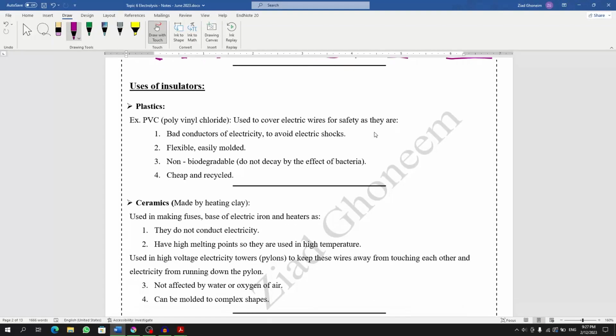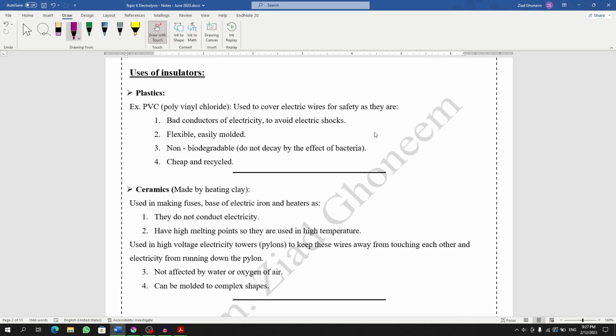The uses of insulators, we have two examples, plastics and ceramics. Plastics like PVC or polyvinyl chloride, which is an organic polymer. This is used to cover electric wires for protection, to prevent people from getting shocked by electricity. It's a bad conductor of electricity, so it's used as a protective method. It's flexible and easily molded. It's non-biodegradable, and it's cheap and can be recycled.